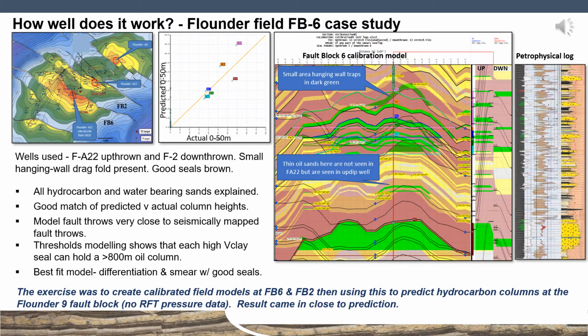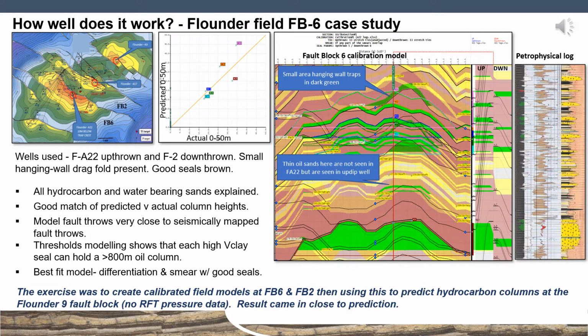In the centre we have a modified Allen diagram. There are coloured polygon outlines that outline the existing hydrocarbon columns. You can see them in the various colours, and in light green we have upthrown model columns, and in dark green downthrown model columns. The panel to the right of the Allen diagram shows the cross-section through the central part of the fault blocks, showing model hydrocarbons in green, good seals in the brown colour, poor quality seals in the grey and reservoirs in the yellow.